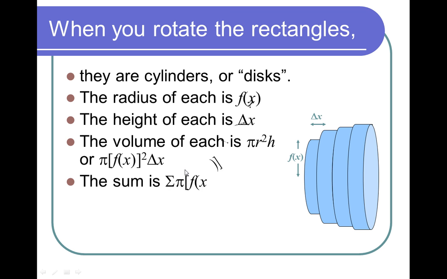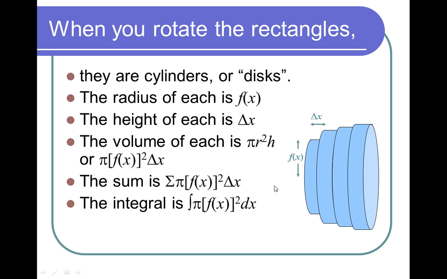All right, and so we add all of those together. That just means there's a sigma in front of it. And then when I change from the sum to the integral, remember what I did before, that sigma becomes the integral sign, and the delta x becomes a dx because it is now an instantaneous change. So that's what I'm looking at right there. And obviously, since pi is a constant, I can pull it out in front. So I have pi times the integral of f of x squared dx.